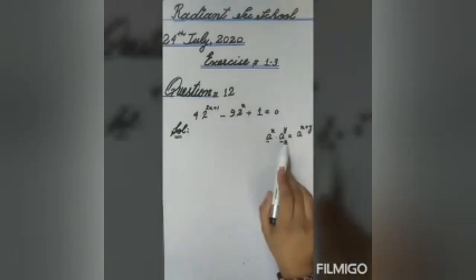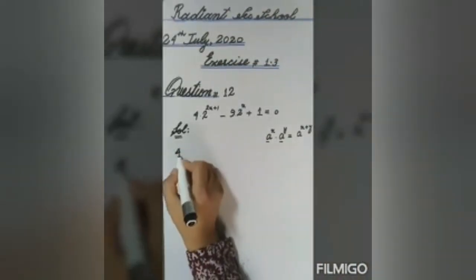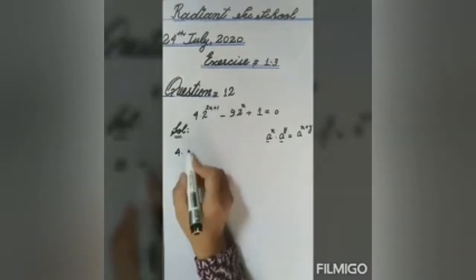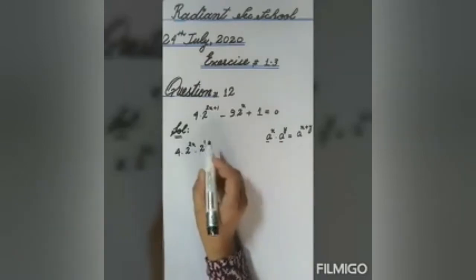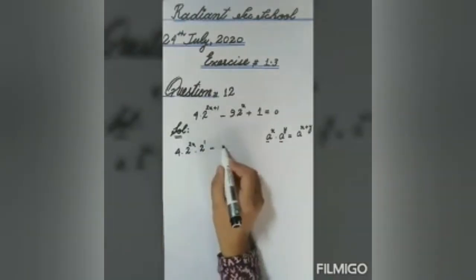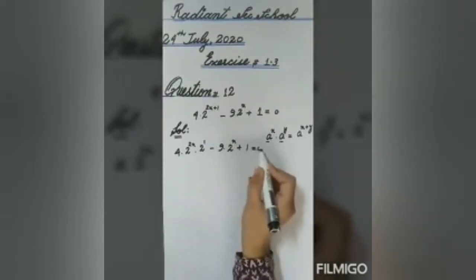Same if our powers are adding, and one base is there, then we can separate the base and we can also separate these powers. Now if it is x plus y, then if we run backward, it will become a power x into a power y. Now come towards the question. Here it is 4. Now here powers are adding, so can I write here 2 power 2x into 2 power 1. I have separated the powers. Minus 9 into 2 power x plus 1 equals to 0.